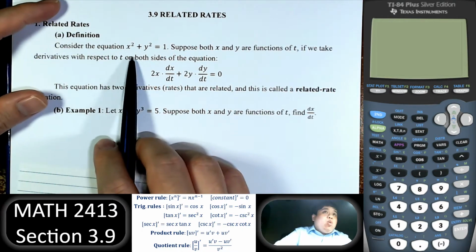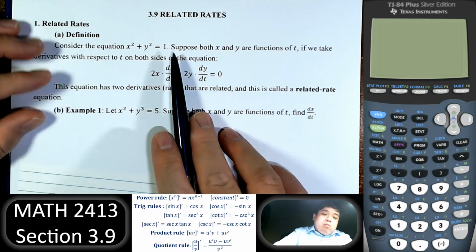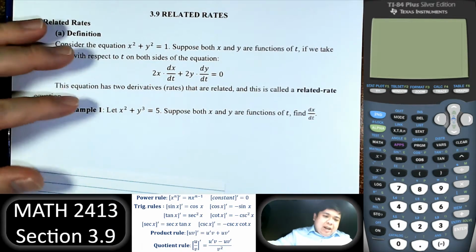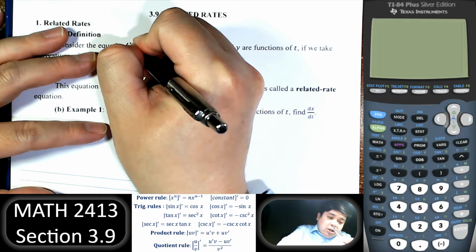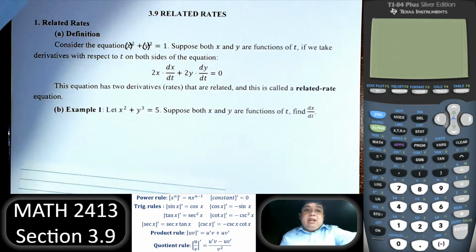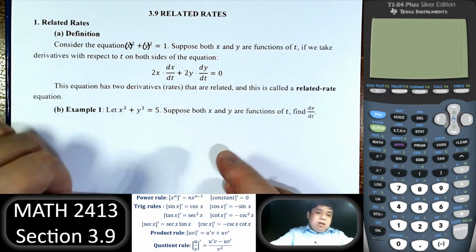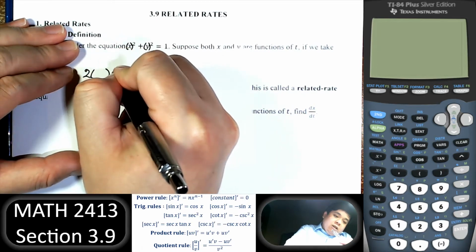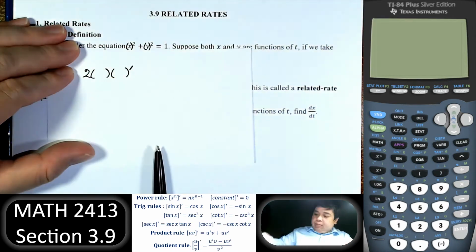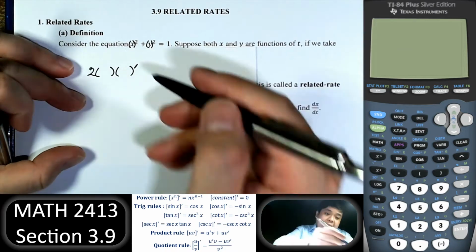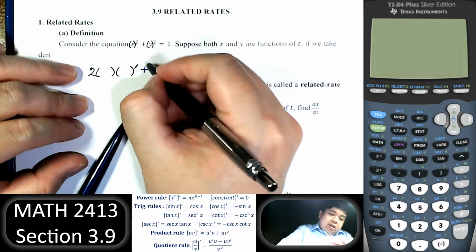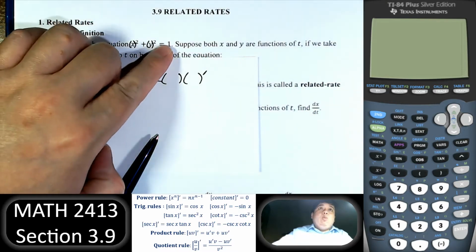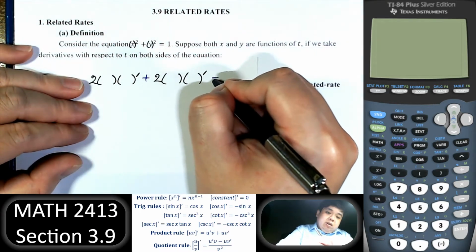For example, we have x squared plus y squared equal to 1. Now suppose both of them are functions of t, and we differentiate both sides with respect to t. Since both of them are functions of t, I put parentheses around them, and we take the derivative. The derivative of parentheses squared is going to be 2 times the parentheses, and then the parentheses prime. That's for the first one, and for y squared we do the same thing: 2 times the parentheses prime. The derivative of 1 is 0, because that's constant.